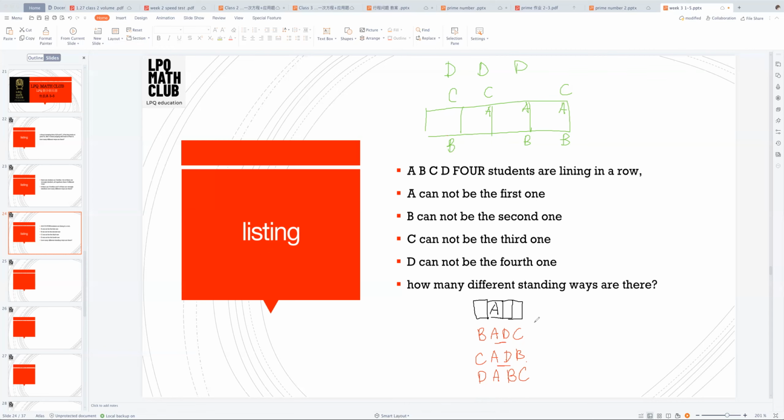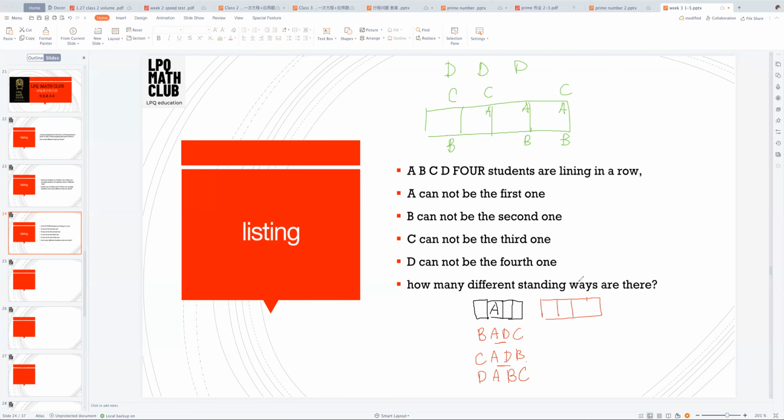So when A is on the second, there's BADC, and can we say BACD? No, because C and D cannot be switched. So ABCD is like that. Okay, so let's take a look at this one.